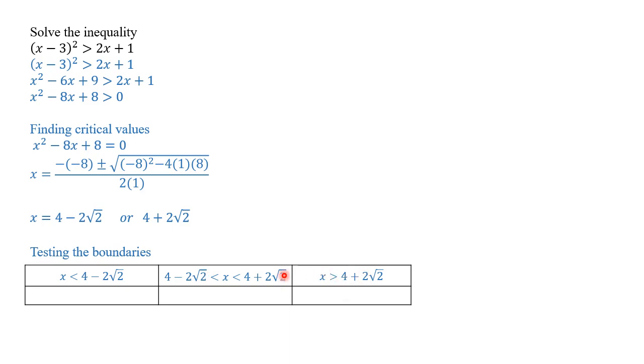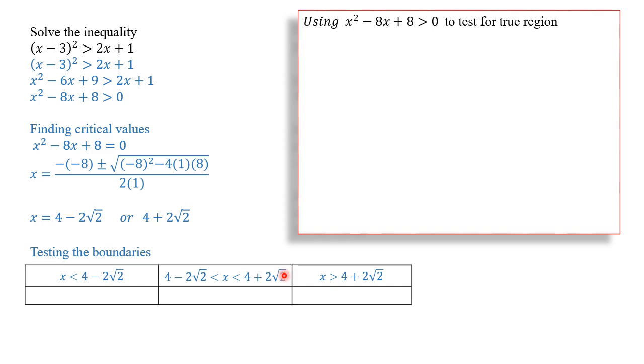So now we are testing for the first region, second region, and third region here, so that we see which one is true here. Alright, so how are we going to test? So we are going to use this inequality where we now have 0 on the right hand side here. Alright, so we are testing here. So first region, testing for x less than 4 minus 2 root 2 here. So any number that is less than 4 minus 2 root 2 here is 0 here. So we are going to use 0. So you can just press this number on the calculator so that you can see the approximate value.